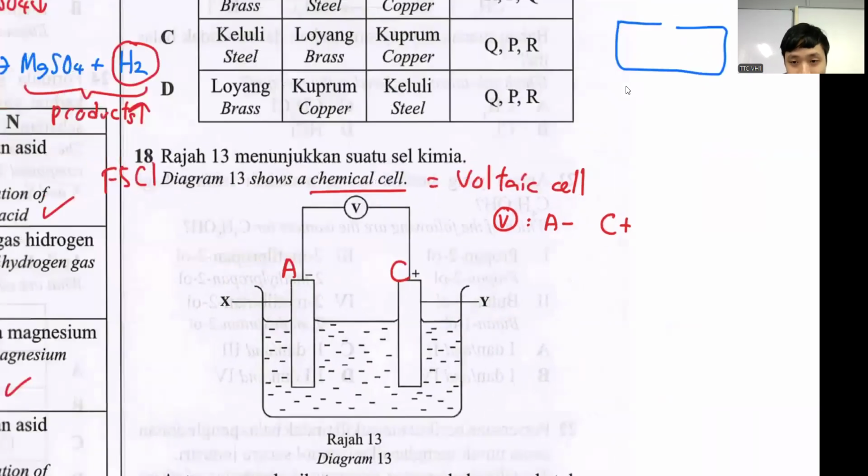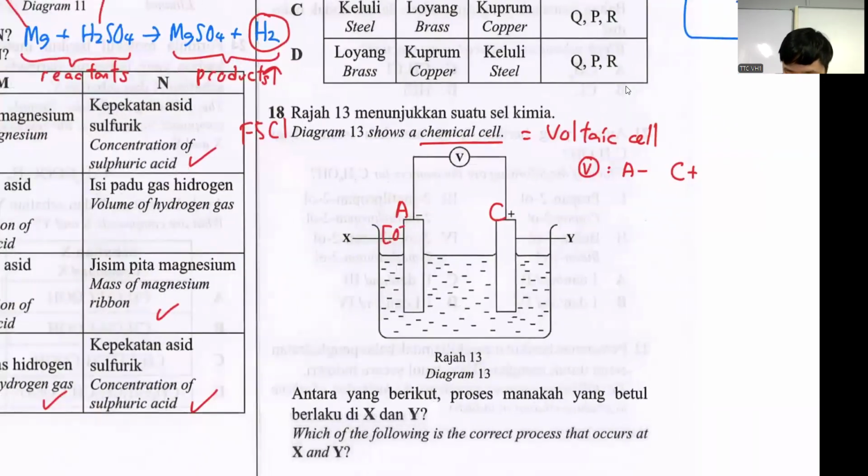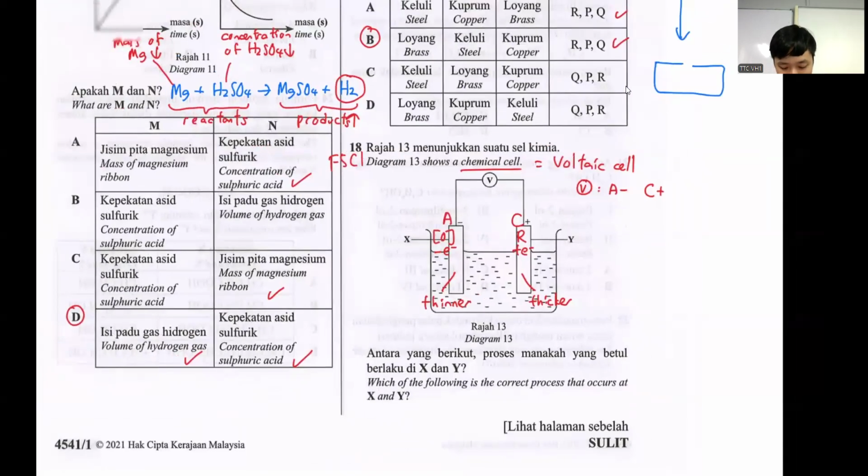Which also means the anode undergoes oxidation, donates electrons, and the metal will become thinner. The cathode undergoes reduction, receives electrons, and the electrode becomes thicker. So let's see which one is correct.